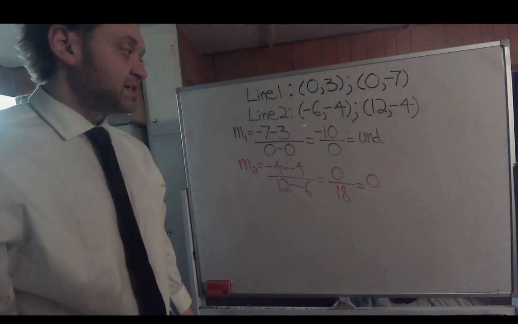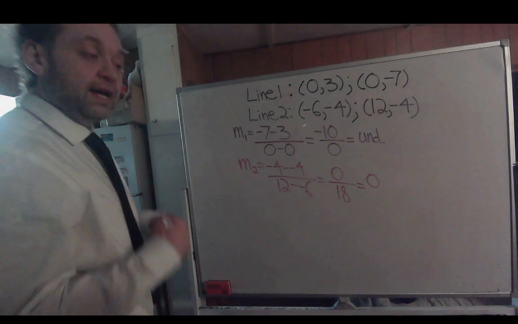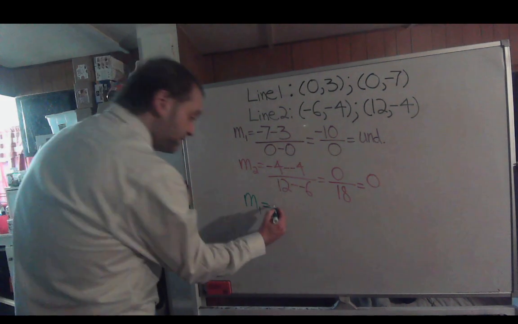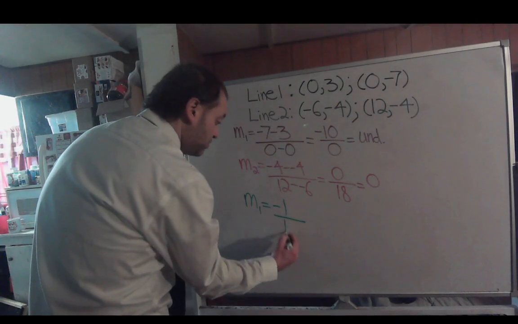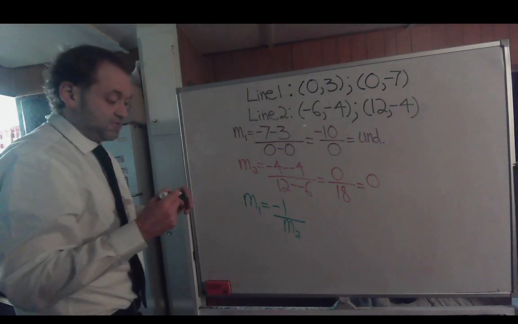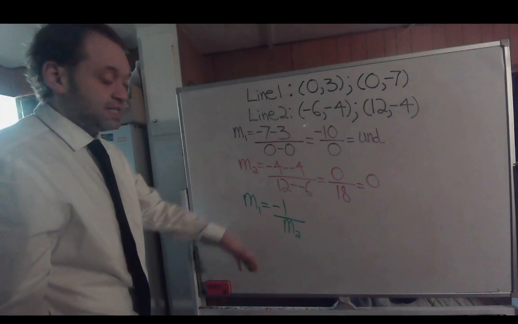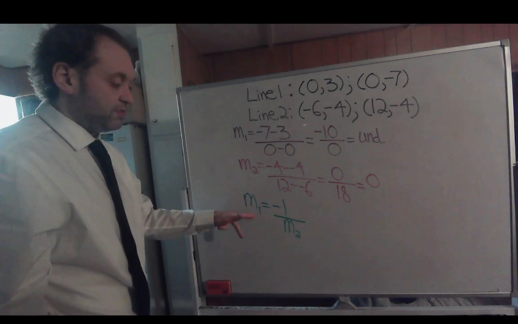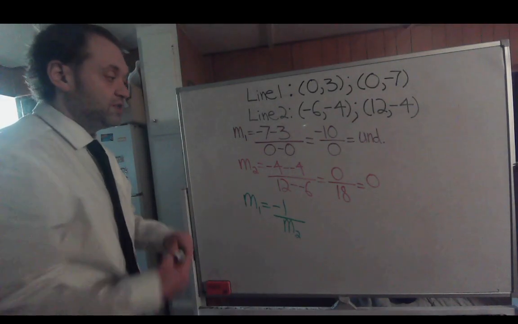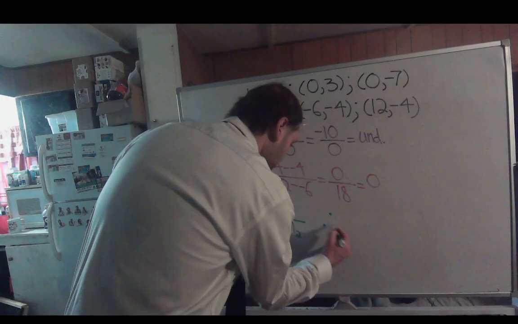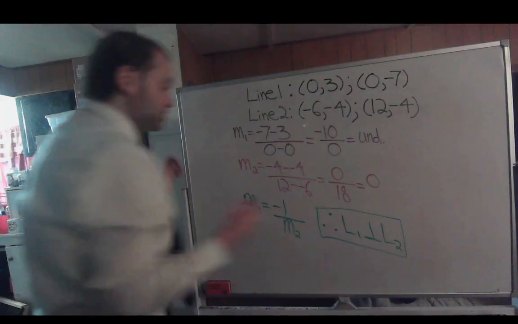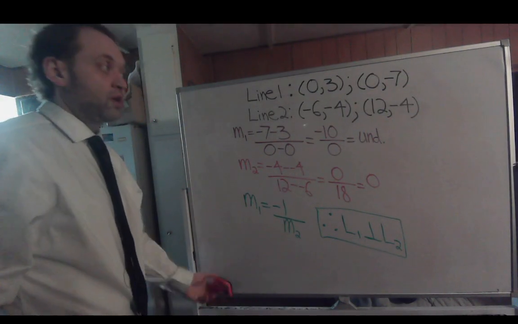If they intersect, we know they're going to be perpendicular. And an undefined slope would definitely equal the negative reciprocal of a zero slope. Since an undefined slope has a zero in the denominator, you can clearly see that the slope of line 1 is the negative reciprocal of line 2. So therefore, line 1 would be perpendicular to line 2. So if you have a zero slope and an undefined slope, they are perpendicular.